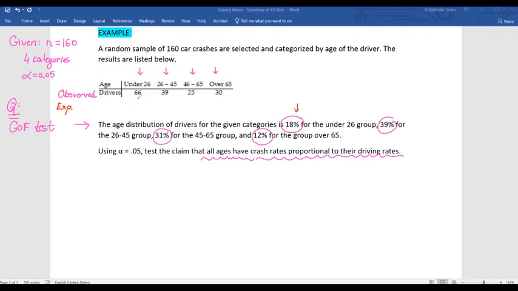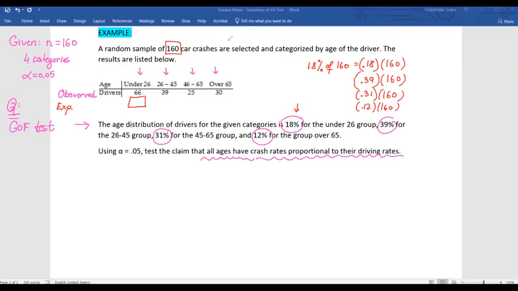We mean that right here in this spot, we should have 18% of the total number. So what is 18% of 160? Well, we take the calculator and we find it, that's 0.18 times 160. And then by taking the calculator, we actually find what is expected for each one of these age groups. So for 39, we will have 0.39 times 160. And then for 31, we will have 0.31 times 160 and 0.12 times 160. That's how we find what is expected.